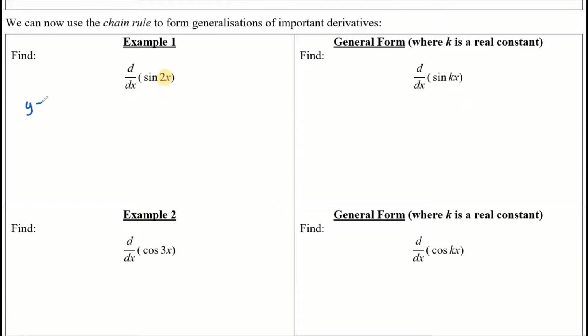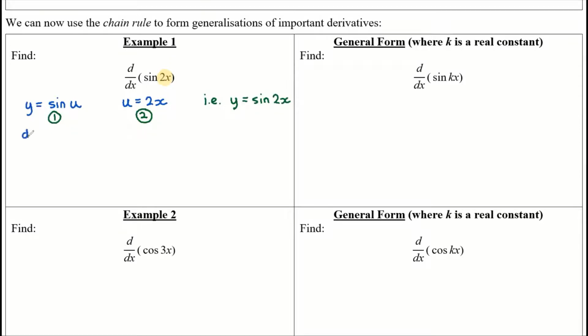So we're going to call our first function y equals sine of u. And for our second function, u would have to be 2x. And then when I compose them together, I get y equals sine of 2x. So maybe just make a note of that, i.e. y is equal to sine of 2x when you compose them both together. So we'll call this one 1, and we'll call this one 2, and we'll differentiate them separately with respect to their respective variables.